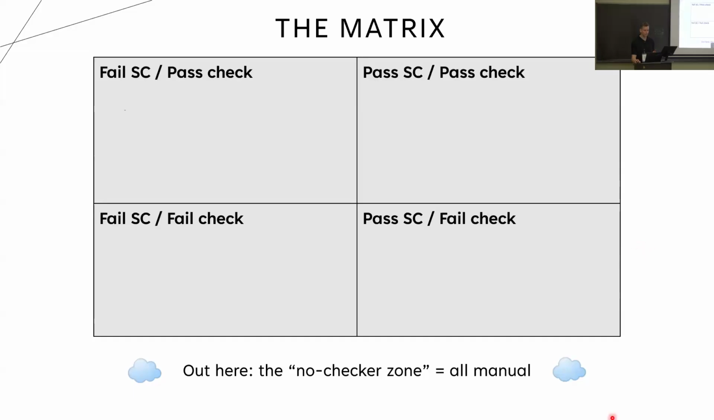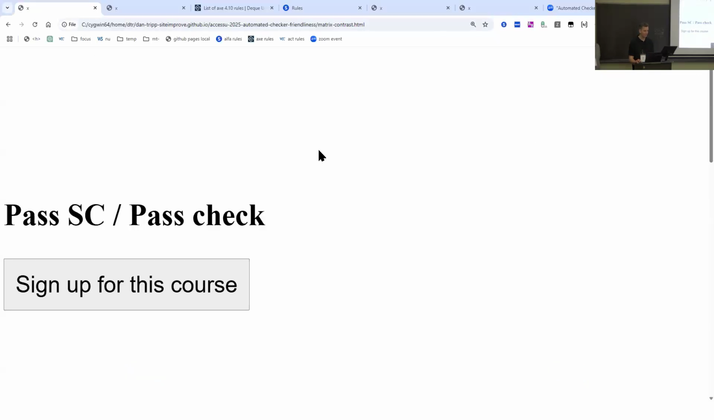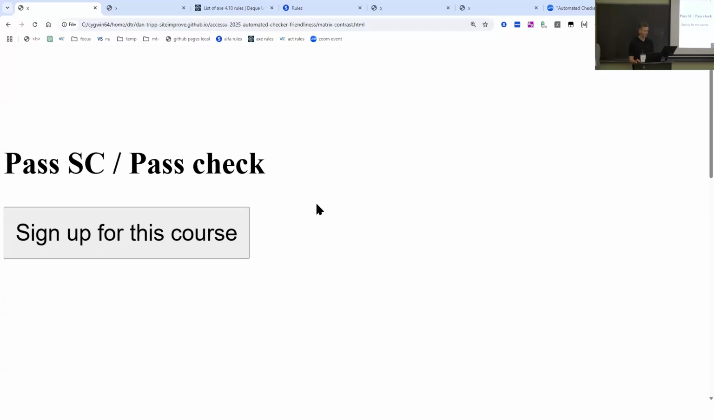So quadrant number 1 in the top right is passing the SC and passing the check. In this quadrant, everything's good. You're good, you have no problems, and your automated checker is accurately reflecting what your site is doing. As an example of that, I have a demo page here, and we're talking about the contrast SC.